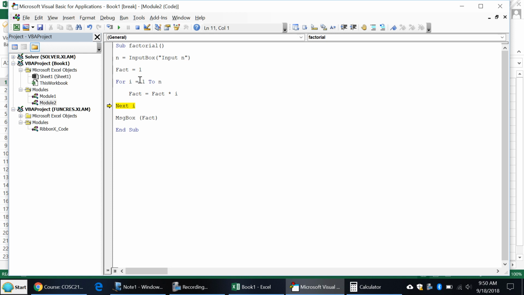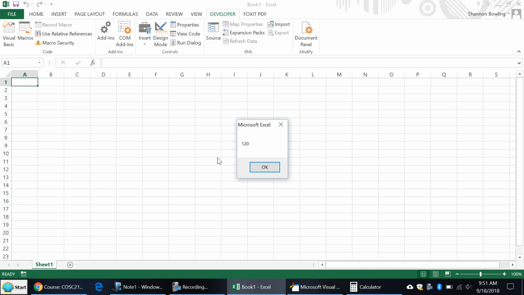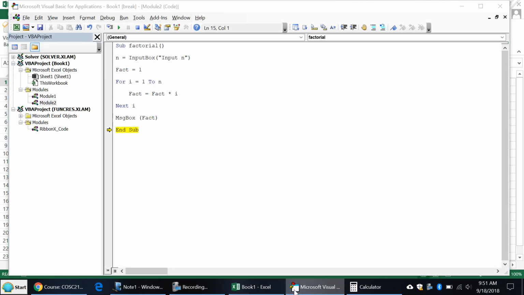I is equal to 4, but we said for I equal 1 to n. N we said was equal to 5. Let's run it again. So now fact is equal to 24 times 5, which is 120. Now this will drop out of this loop, and it gives me an answer of 120. Okay? So, everyone got that? Pretty simple.